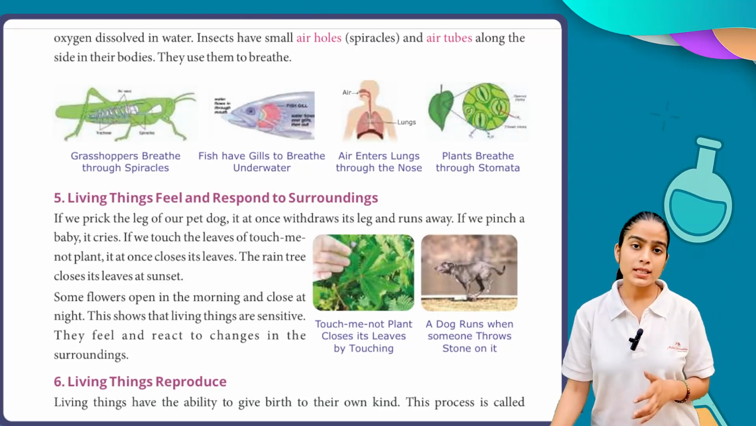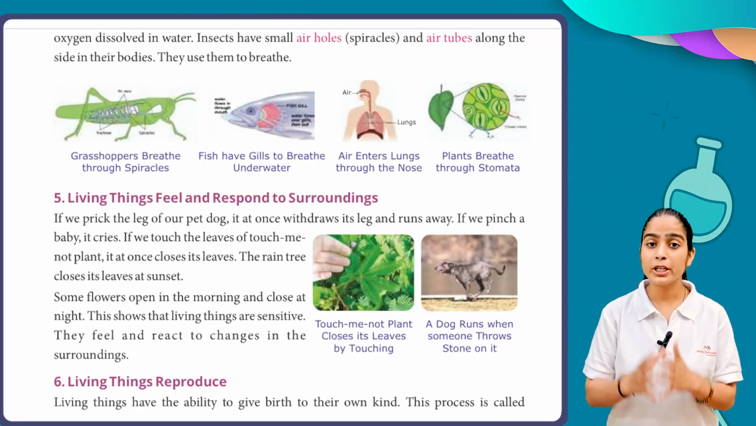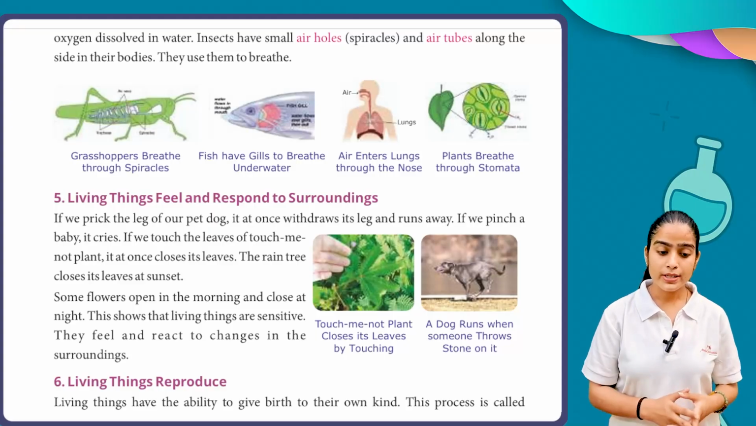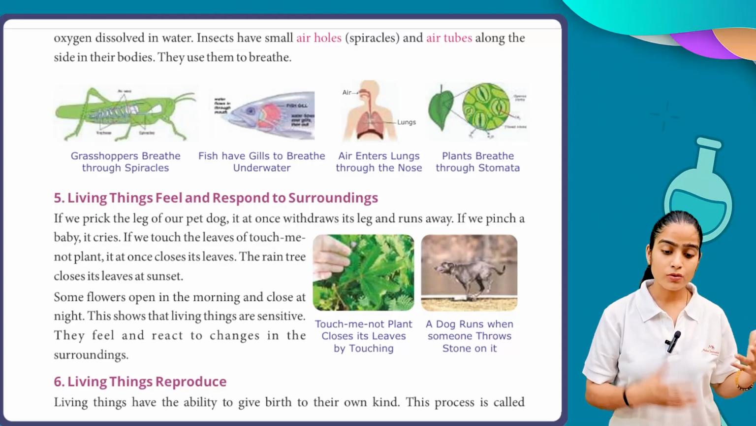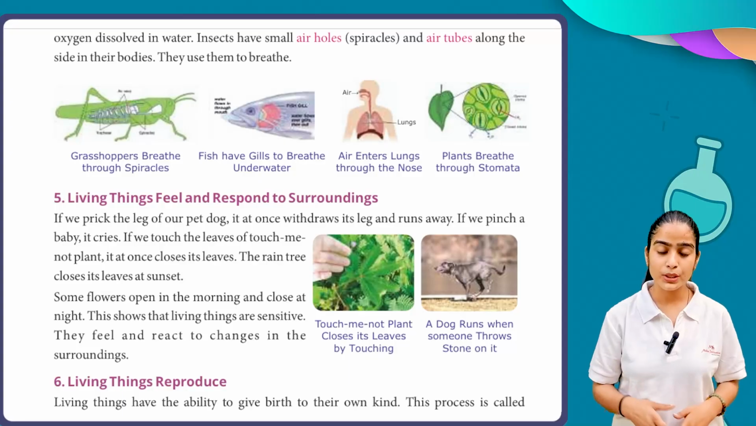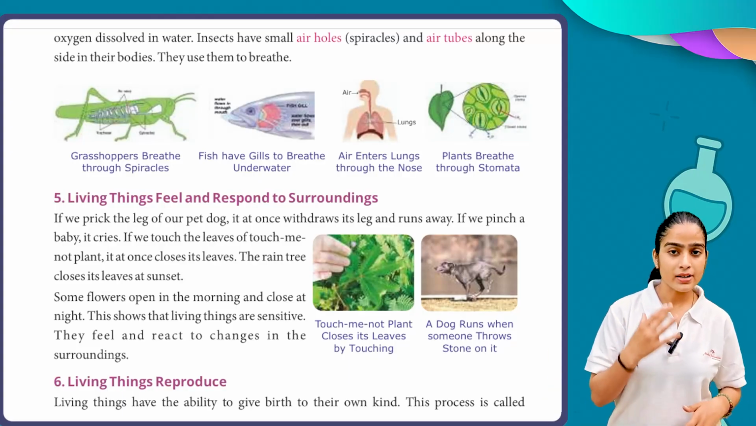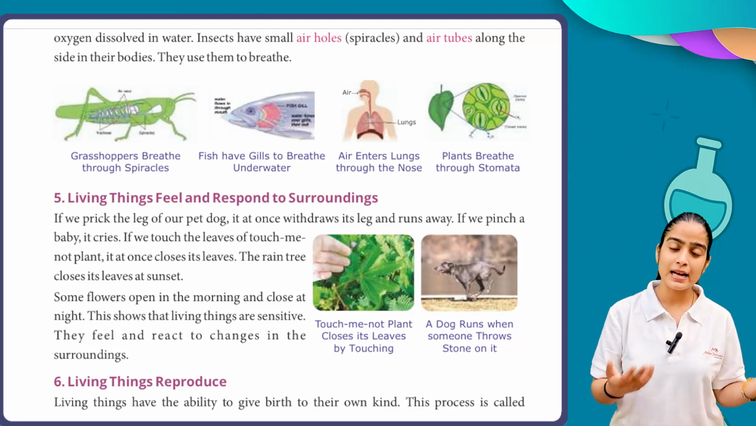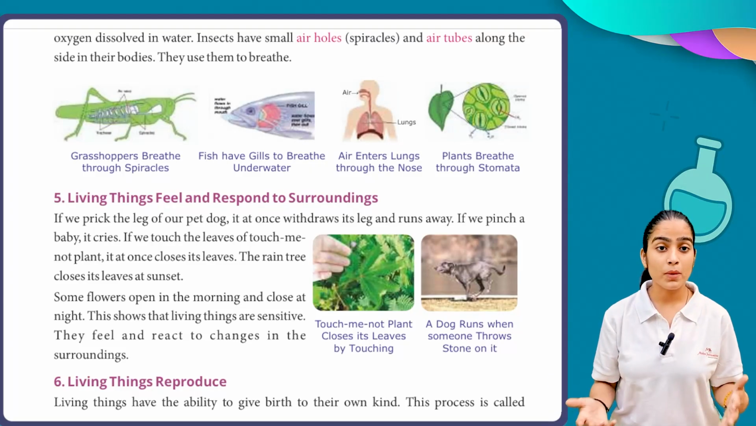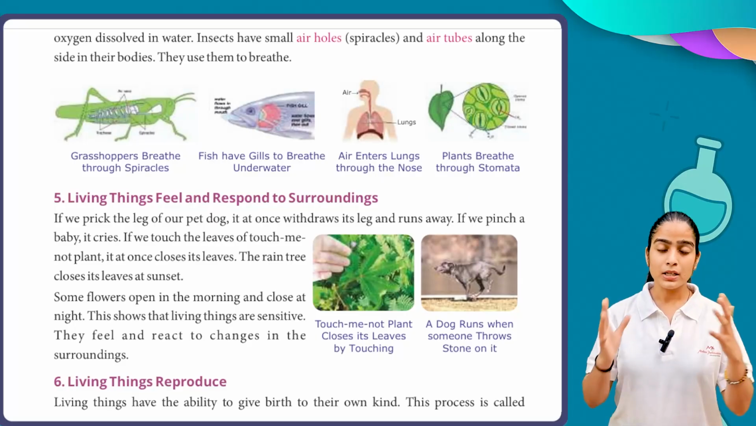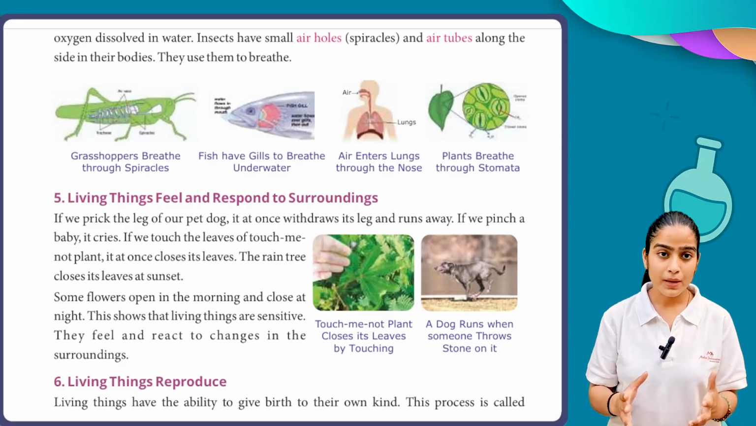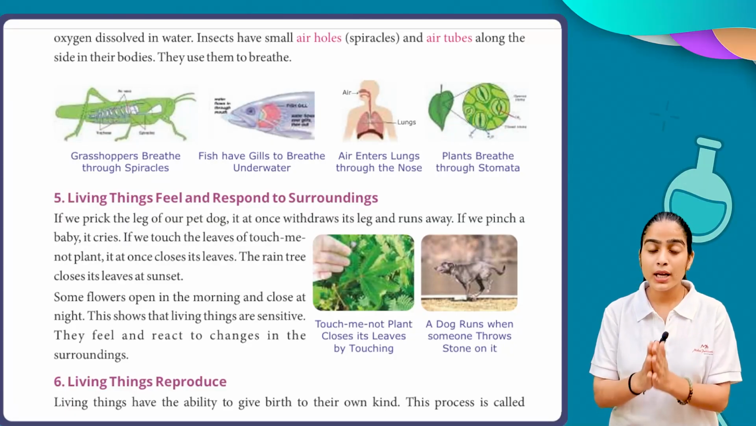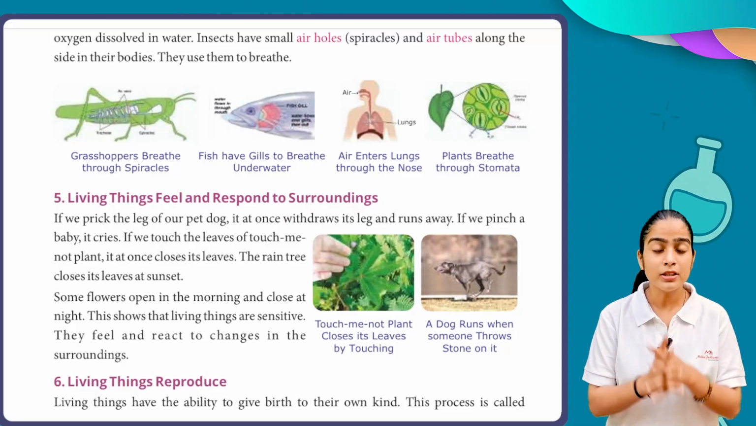So what we understand here is that we have a particular stimulus towards a particular thing, right? For example, if we prick the leg of our dog, what is their reaction? They just withdraw their leg and run away. If we pinch a baby, what will be the result? It will start crying. If we touch a touch-me-not plant, what happens? The leaves of that plant get closed. So it means they are showing reaction to stimuli. It means these are living things.